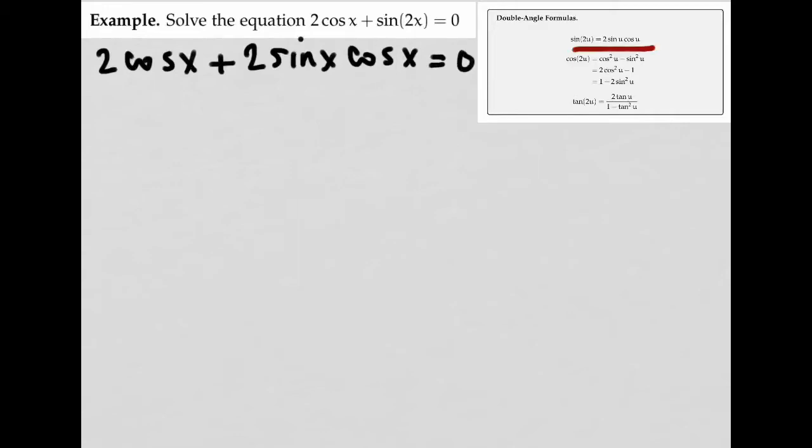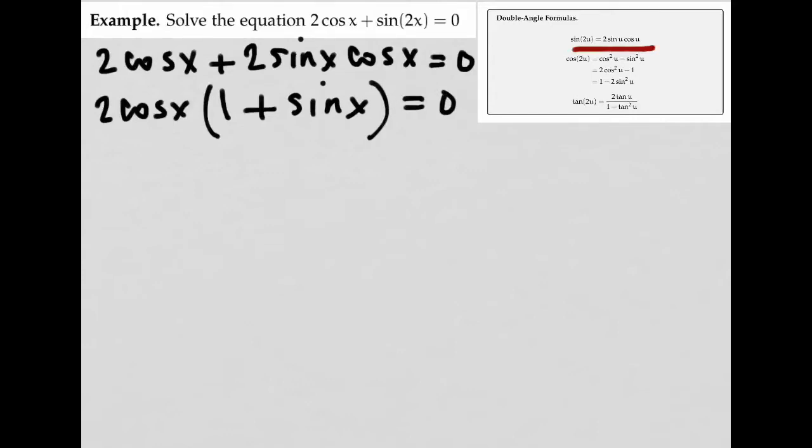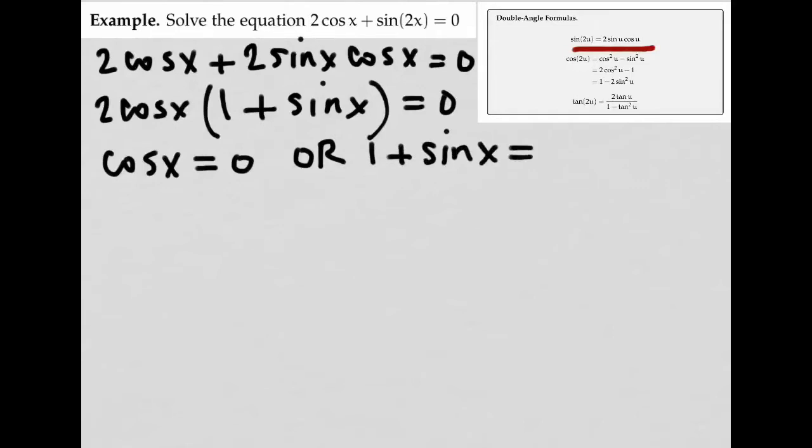Notice that the two terms on the left-hand side have a 2 cosine x in common, so we'll factor that out. 2 cosine x times (1 plus sine x) equals 0. Well, 2 is obviously not equal to 0, so it must be that cosine x equals 0, or 1 plus sine x equals 0.